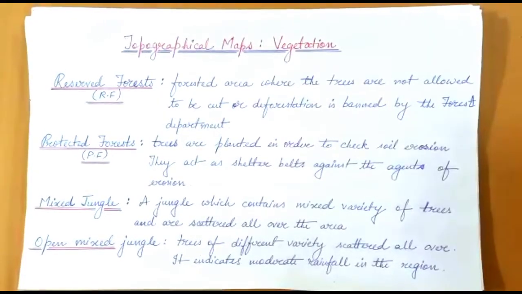So these are the different ways by which vegetation is represented in a topographical map.